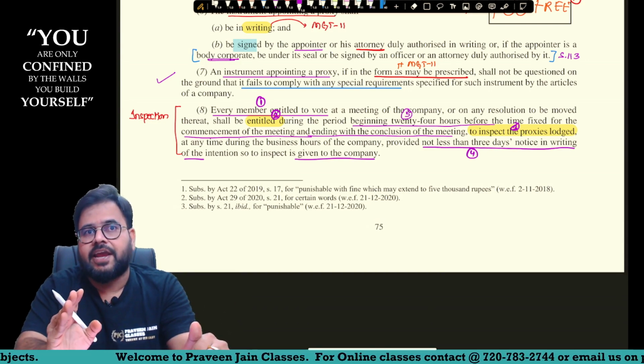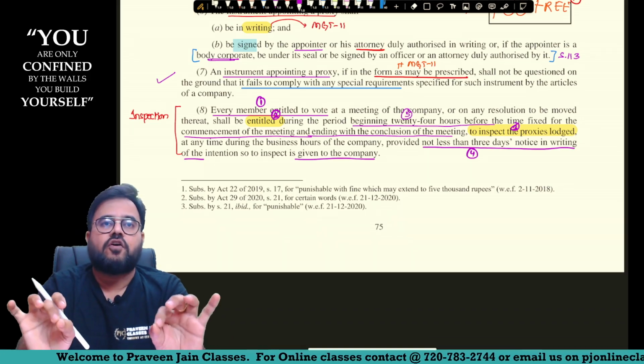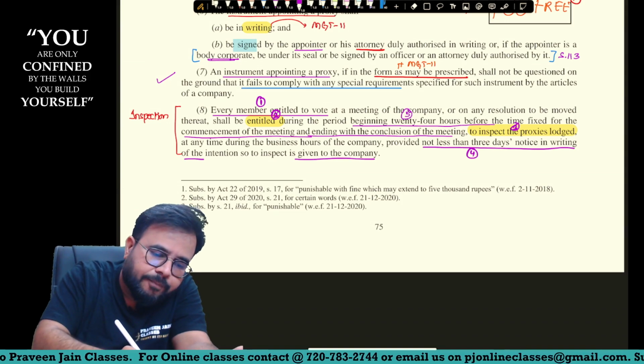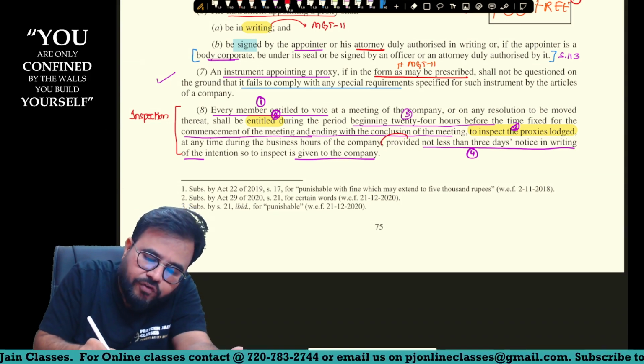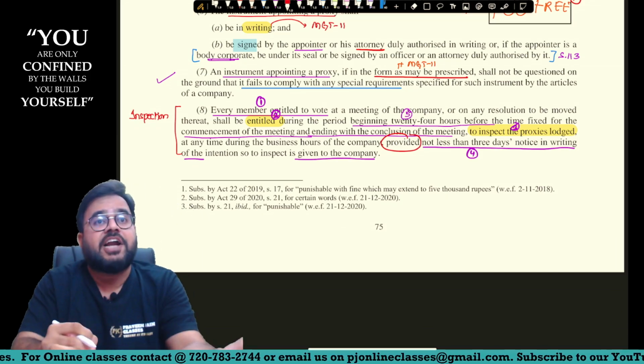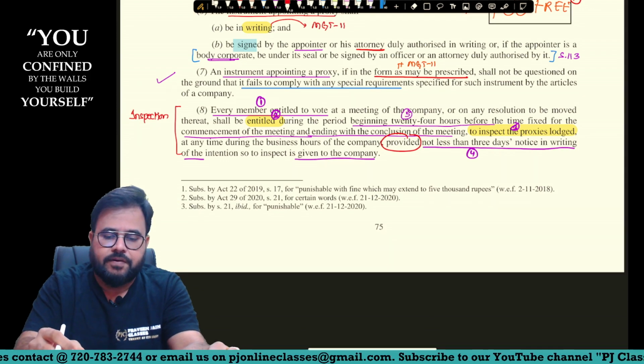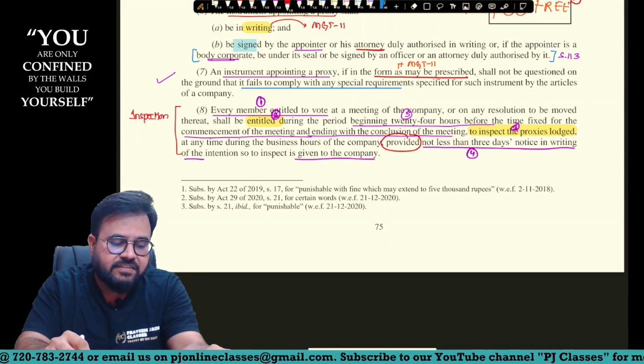And how long can he do the inspection? Till the conclusion of that meeting, sir. But to do this, what does he have to do? Provided means, if he wants to exercise this right, he has one duty. What is that, sir? Not less than 3 days' notice is to be given in writing of his intention to inspect, sir.